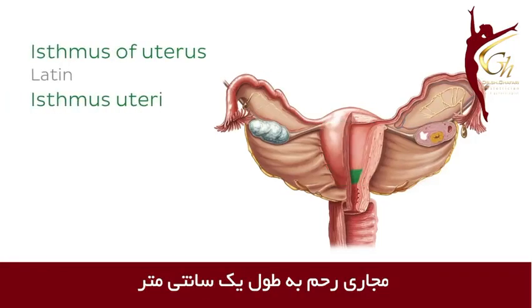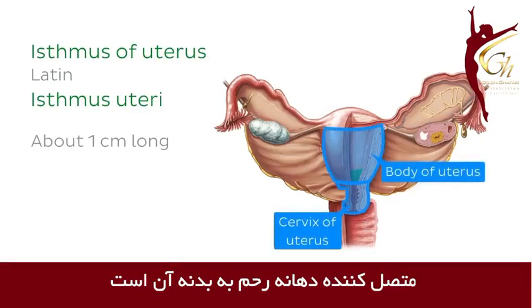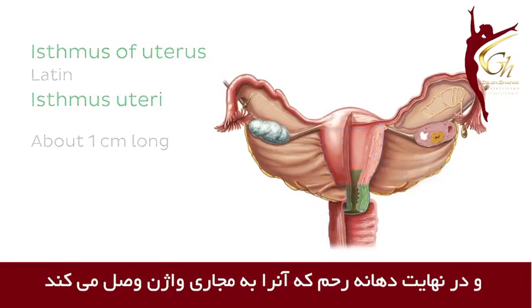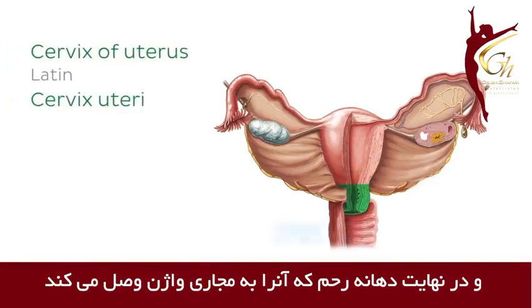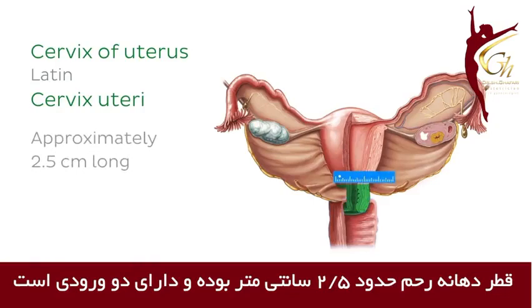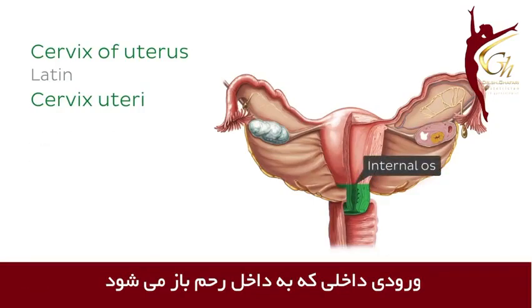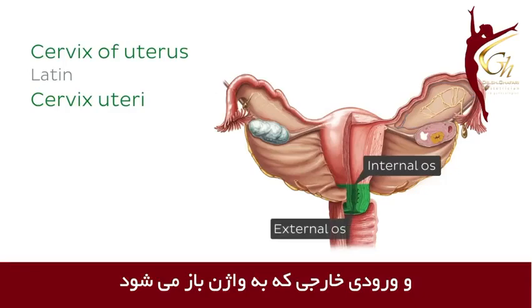The isthmus is about 1 centimeter long, and as you can see, is the constricted part of the uterus between the body and the cervix. Lastly, we have the cervix, which connects the uterine cavity to the lumen of the vagina. The cervix is approximately 2.5 centimeters long and has 2 openings: the internal os, which opens into the uterus, and the external os, which opens into the vagina.